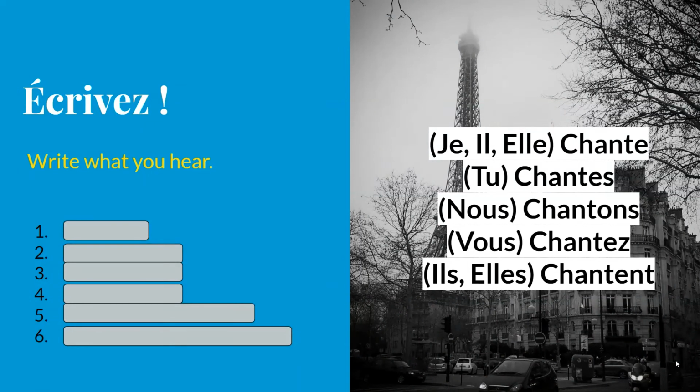Finally, guys, I want you to spell out in French what you hear. I will say a sentence out loud in French twice, and I just want you to spell it. So this is 100% en français. Numéro 1. Tu chantes. If you spelled it right, it should look like this.